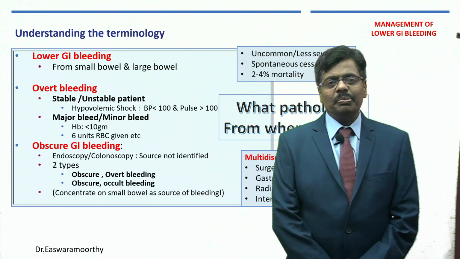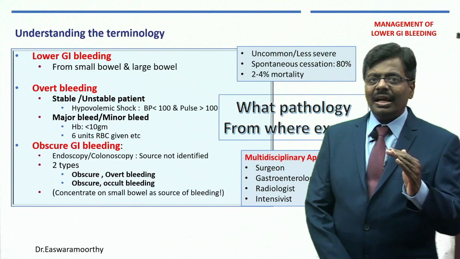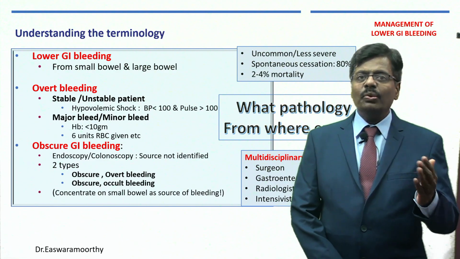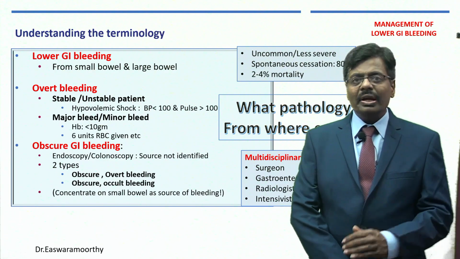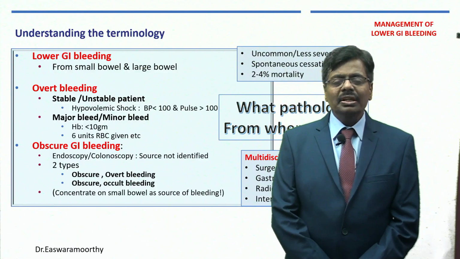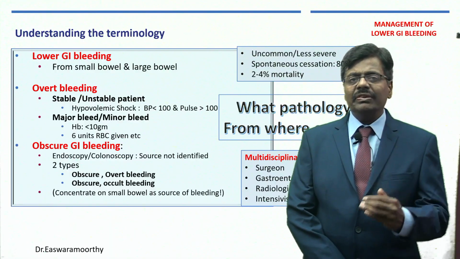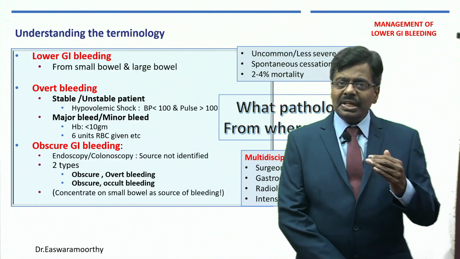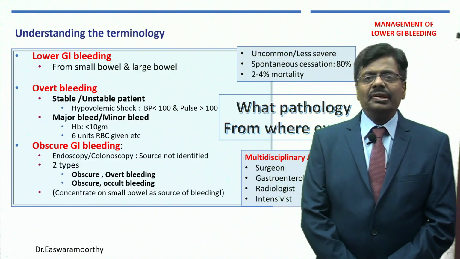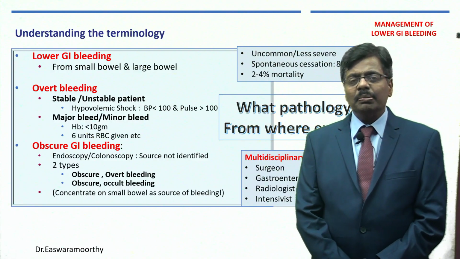Now coming to this problem as it is, lower GI bleeding, as you all know, unlike an upper GI bleeding which happens above the ligament of Treitz, this lower GI bleeding, which is a bleeding from the small gut or large bowel, is quite uncommon. Even if it happens, it is comparatively less severe, and in 80% of people there is spontaneous cessation, and usually the mortality in these people is around 2 to 4%.